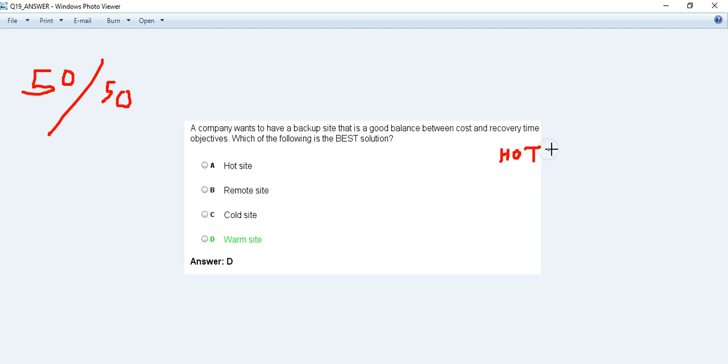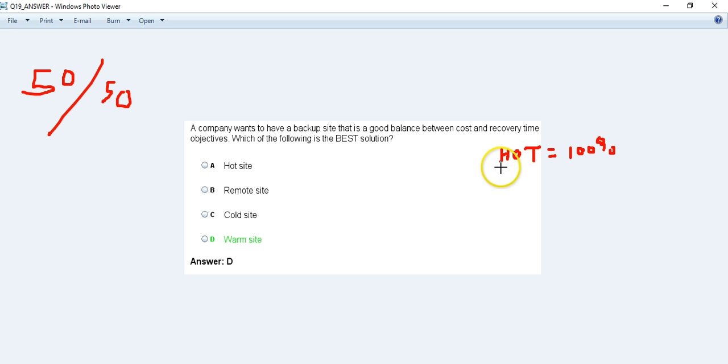Usually a hot site means that you have fault tolerance and it is 100% available. So let me give you an example. Amazon or Facebook or any stock market trading companies. If their website goes down, they lose money.